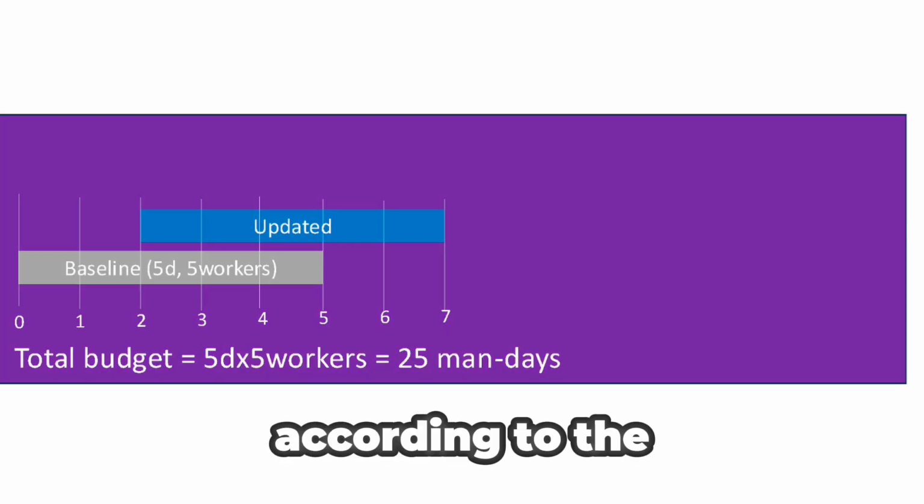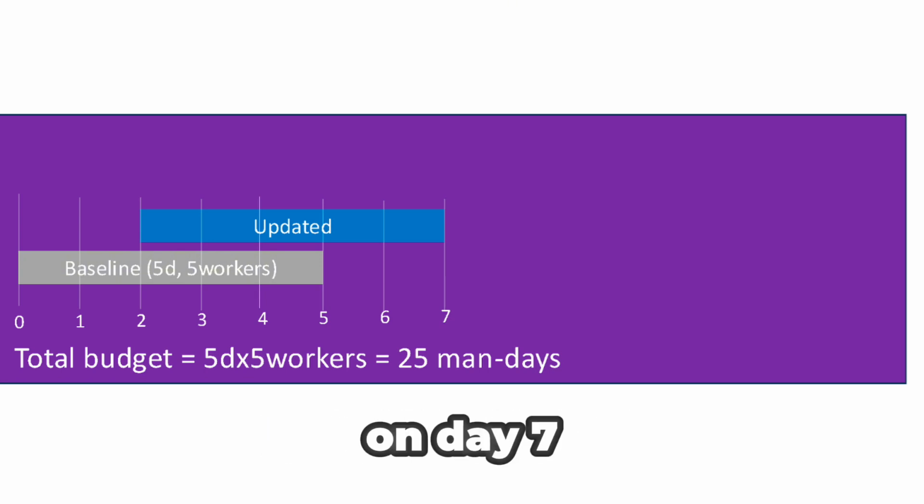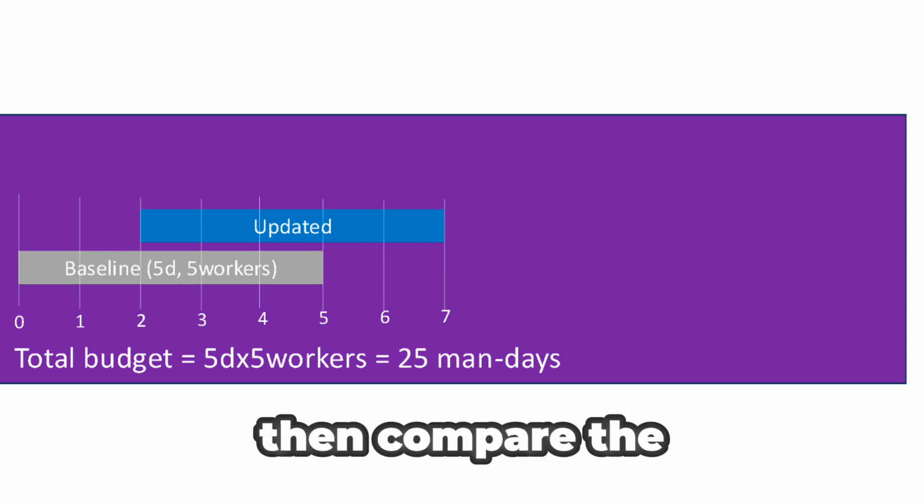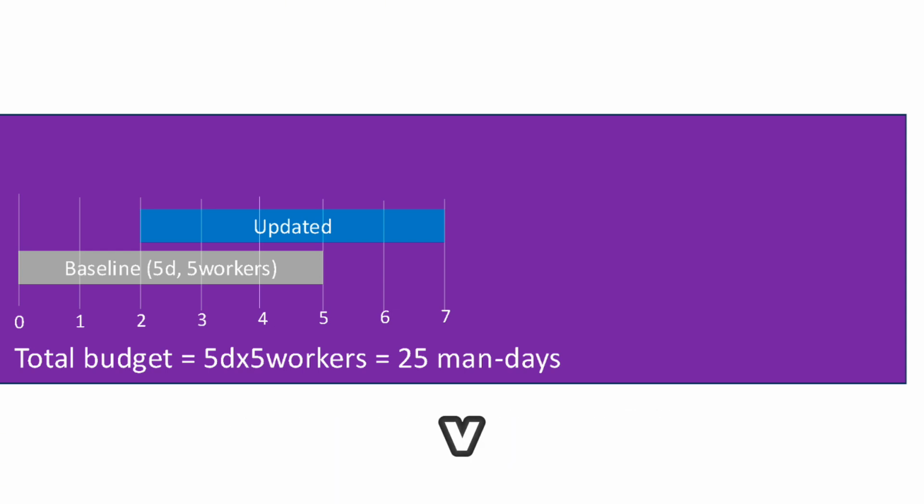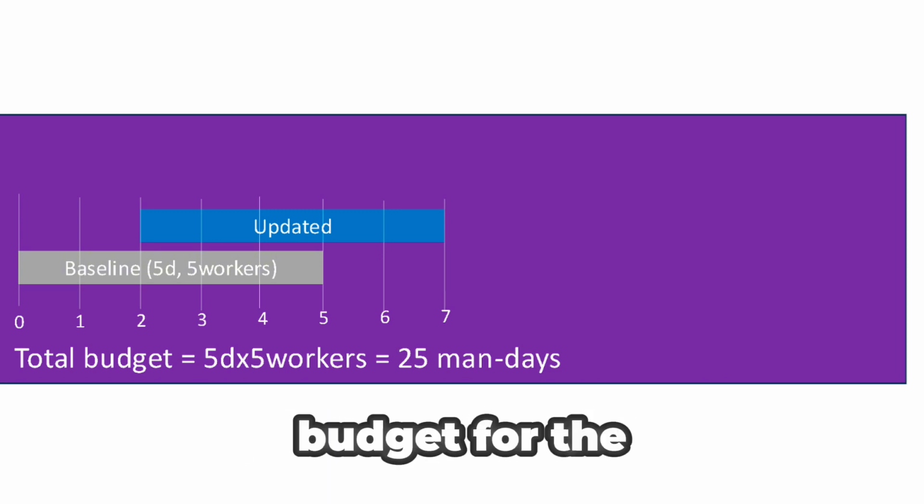According to the as-built schedule, the task did not start on time. It was delayed and did not begin until day 3 and finished on day 7. Let's walk through what happens to the project, day by day, then compare the planned value, PV, the budget for planned work, to the actual earned value, EV, which is the budget for the completed work.